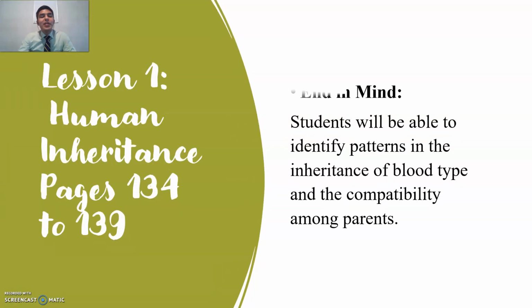Alright, so today we're going to be studying lesson number 1, human inheritance. You are going to find this topic from pages 134 to 139. Make sure to have your book with you as well so you can complete everything successfully. The ending mind for today is this one: students will be able to identify patterns in the inheritance of blood type and the compatibility among parents. Alright, so make sure to write down the ending mind in your notebook and we can continue with our presentation.